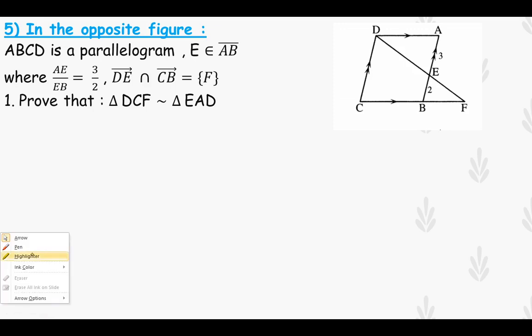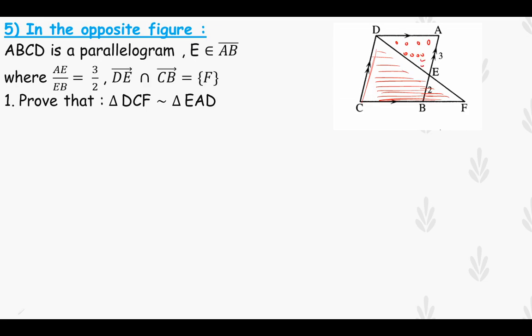Here we want to prove that triangle DCF, the largest one, is similar to triangle EAD, and find the area of triangle DCF over the area of triangle EAD. Solution.